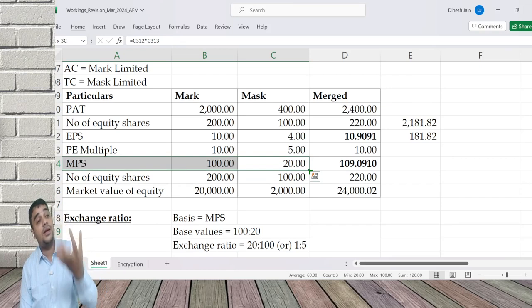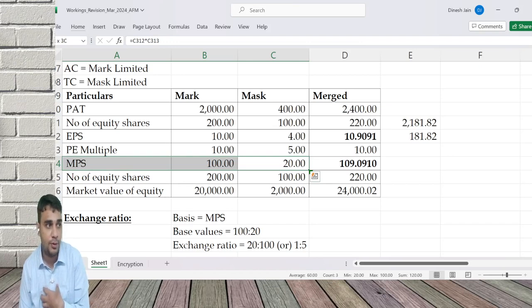Because sometimes what can happen is promoter can exploit the company. An example of exploitation is I am the promoter of the company. What I did is I was paying higher MD remuneration to myself. What is the effect of higher MD remuneration? EPS went down, and price went down.